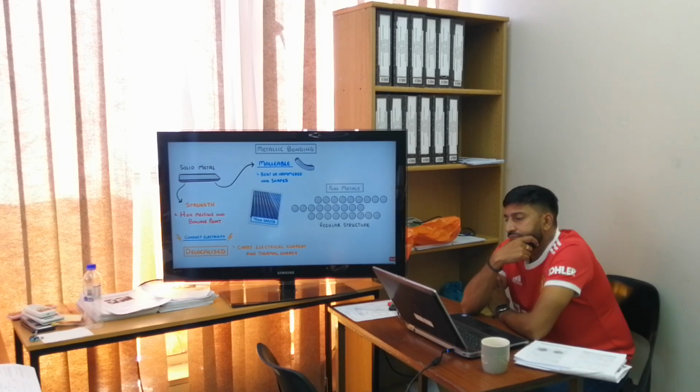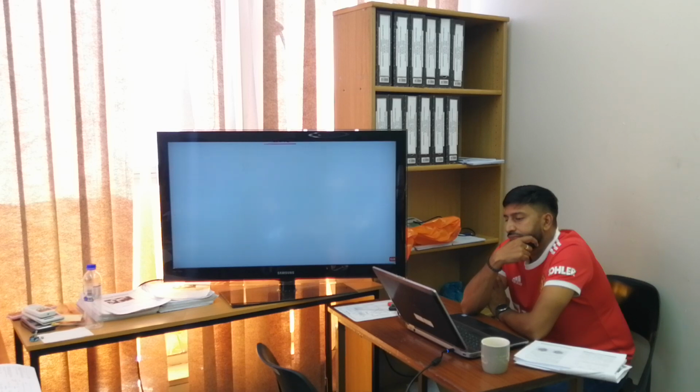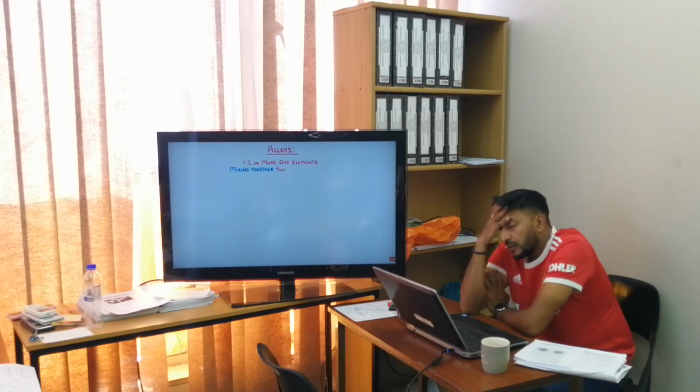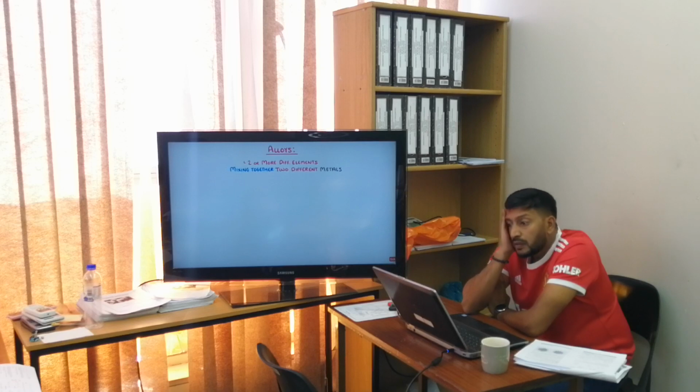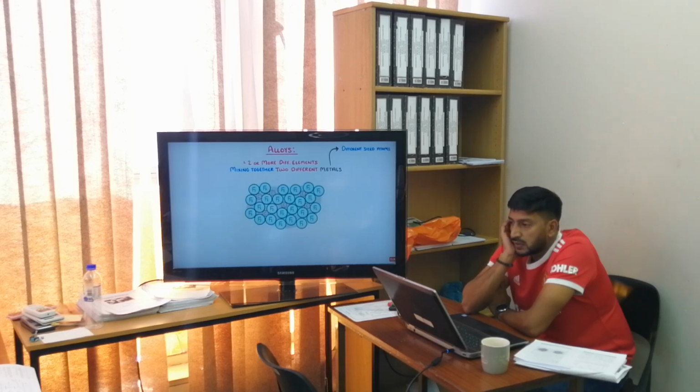If we want a harder metal that won't bend so easily, then we can make alloys, which contain two or more different elements. We make these either by mixing together two different metals, or sometimes a metal and a non-metal. And we generally pick elements that have different sized atoms. The reason that this helps is that the combination of different sized atoms disrupts the metal's regular structure, and means that the layers can no longer slide over one another, making the alloy much harder than pure metal.